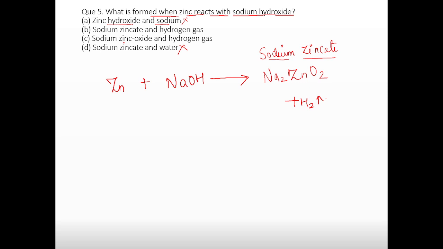So here there is a formation of salt. You have to remember there is a reaction between the metal and the base. So you can write this or you can click this option also.